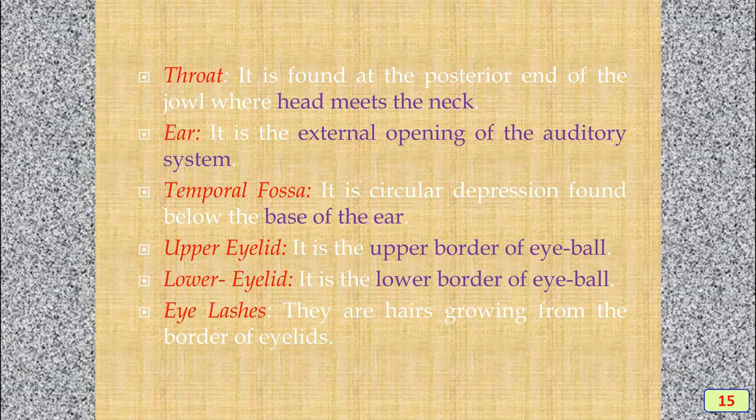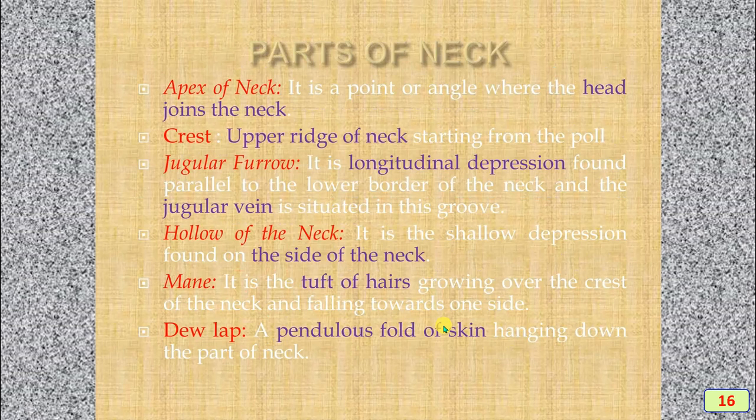Then the throat is found in the posterior end of the jaw where the head meets the neck. A veterinarian has to be very thorough with all these terminologies. The ear is the external opening of the auditory system. The temporal fossa is the circular depression found below the base of the ear. The upper eyelid is the upper part of the eyeball, and the lower eyelid is the lower part of the eyeball. Eyelashes are the hairs growing from the border of the eyelids.